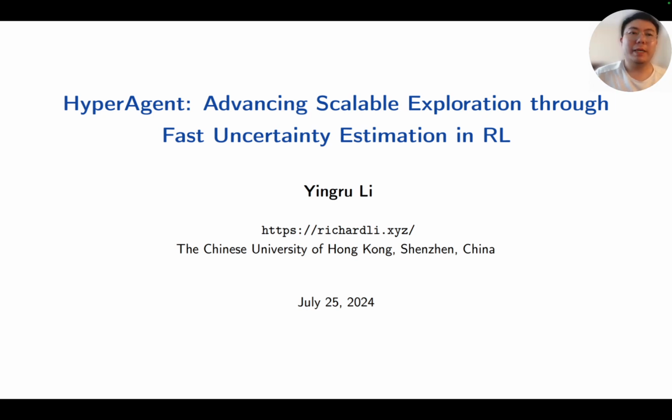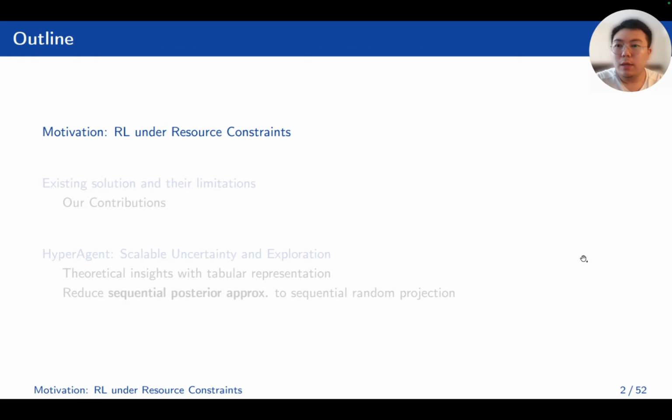I'm going to talk about scalable exploration through fast uncertainty estimation for reinforcement learning. My name is Liyingru Li, and I'm working with Tom Luo from the Chinese University of Hong Kong, Shenzhen. I will first talk about the motivation, the existing solutions and limitations, and our contribution, the HyperAgent.